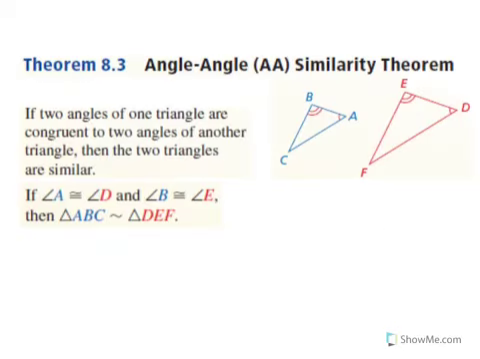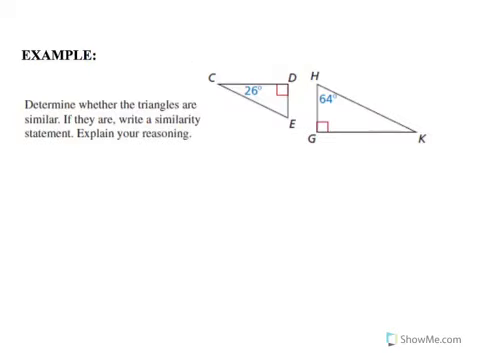Okay, here it is for our first theorem. The only theorem that we have during this section is the angle-angle similarity theorem. If two angles of one triangle are congruent to two angles of another triangle, then the two triangles are similar. Here we're saying that angle B is congruent to angle E, and angle A is congruent to angle D. Those two are congruent. We have two angles that are congruent, so we can use the angle-angle, hence AA, similarity theorem, and say that these two triangles are similar.